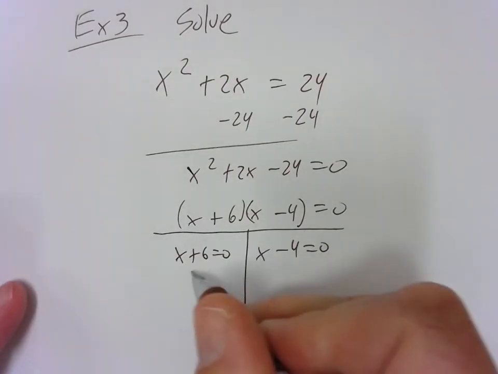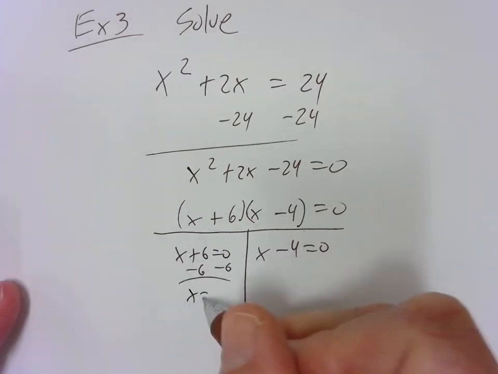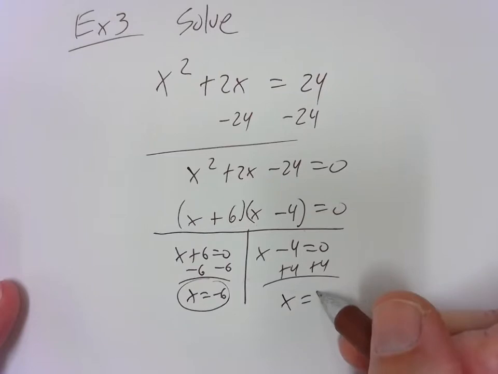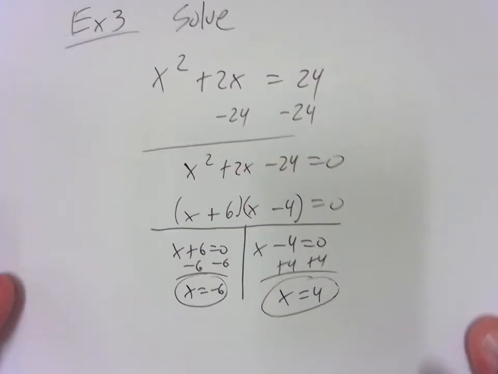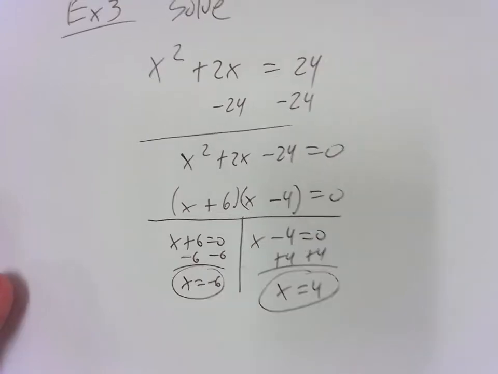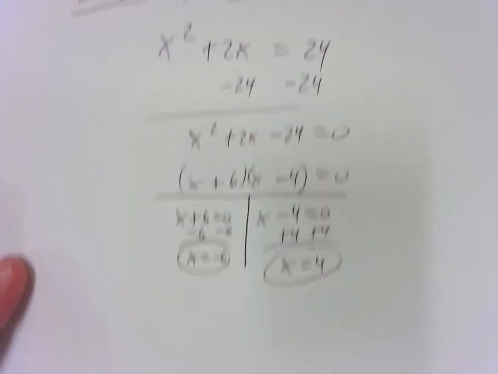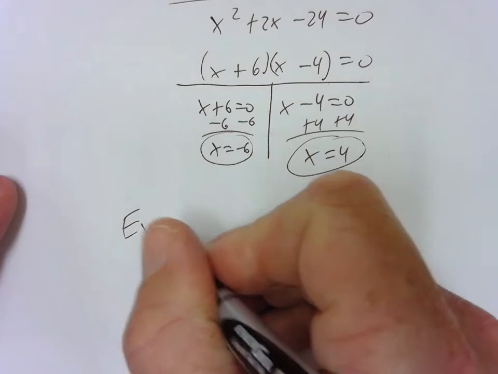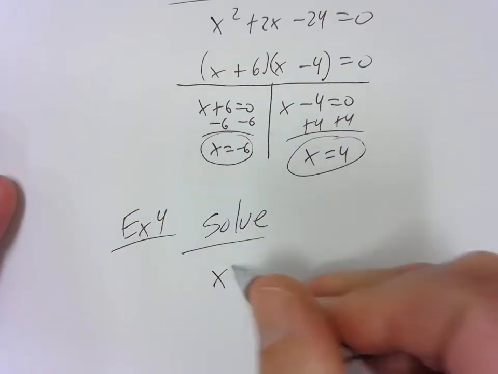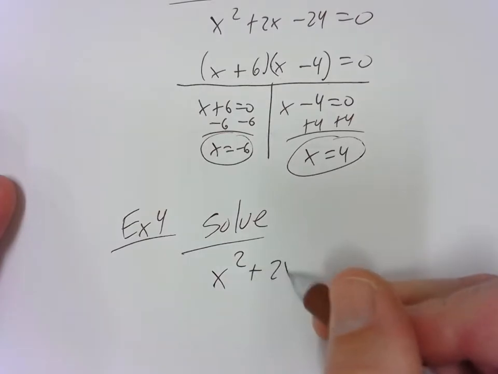Anyway, subtract 6. We get x equals negative 6. And add 4. We get x equals 4. So there's my two answers. Boom, boom. Okay, the next one we're going to solve by graphing. We're going to use the graphing calculator. I'm going to solve this. And I have it in standard form for us so we don't have to move anything around.